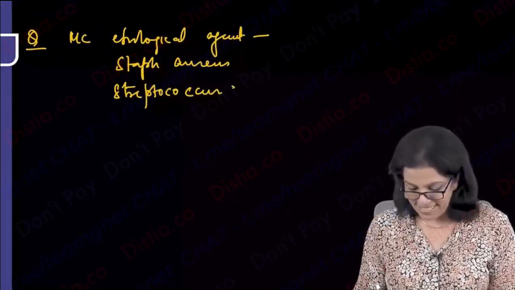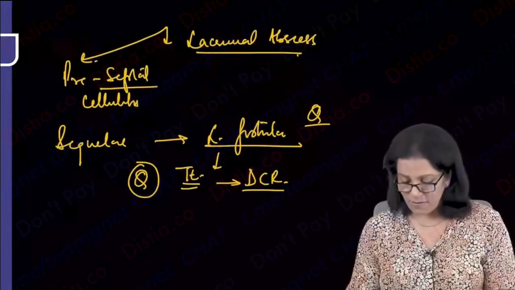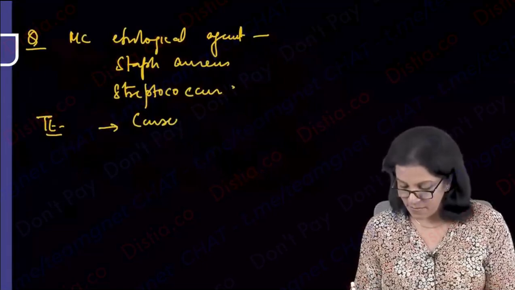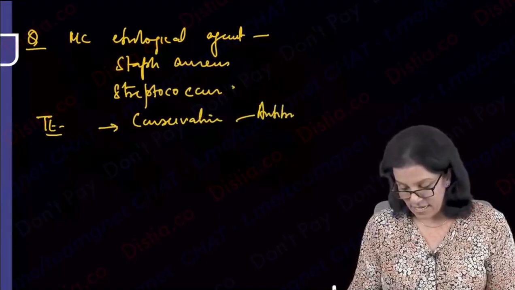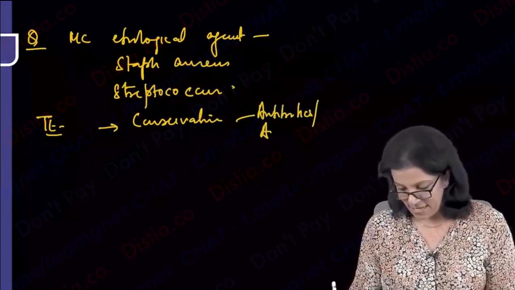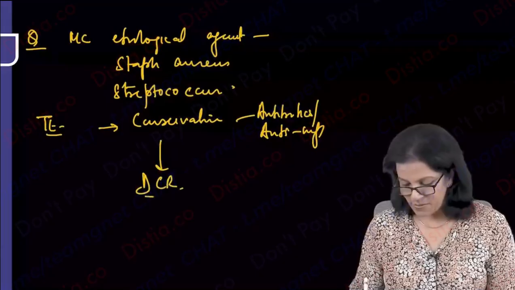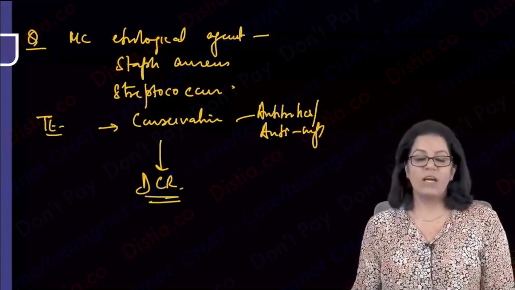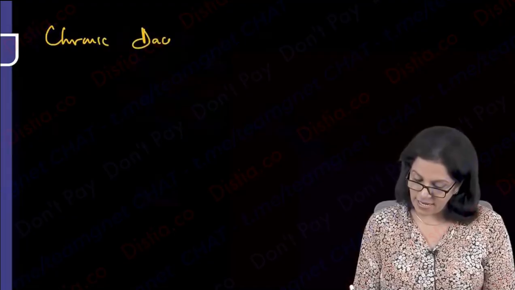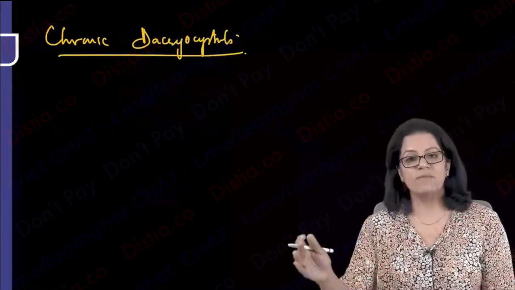And how will you manage it? Treatment is to manage the inflammation first with conservative treatment, antibiotics and anti-inflammatory. Once you are over with this, you can go for dacryocystorhinostomy. Very easy. Now we come to chronic dacryocystitis. Let's write this and then we come to the slides.